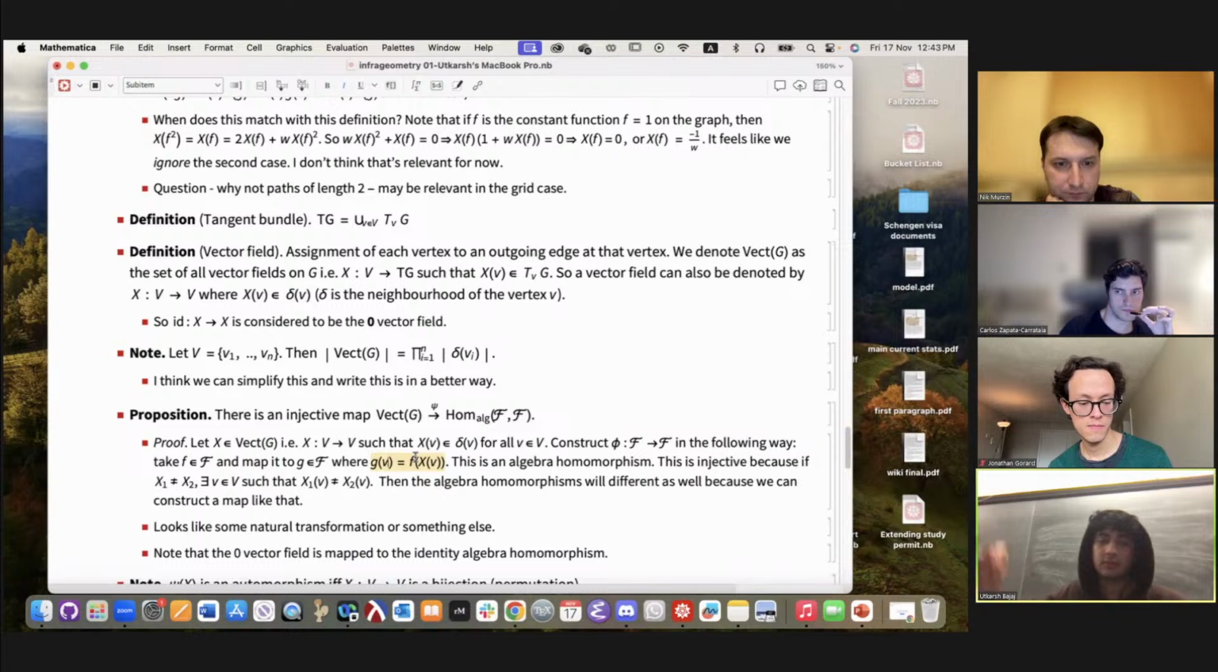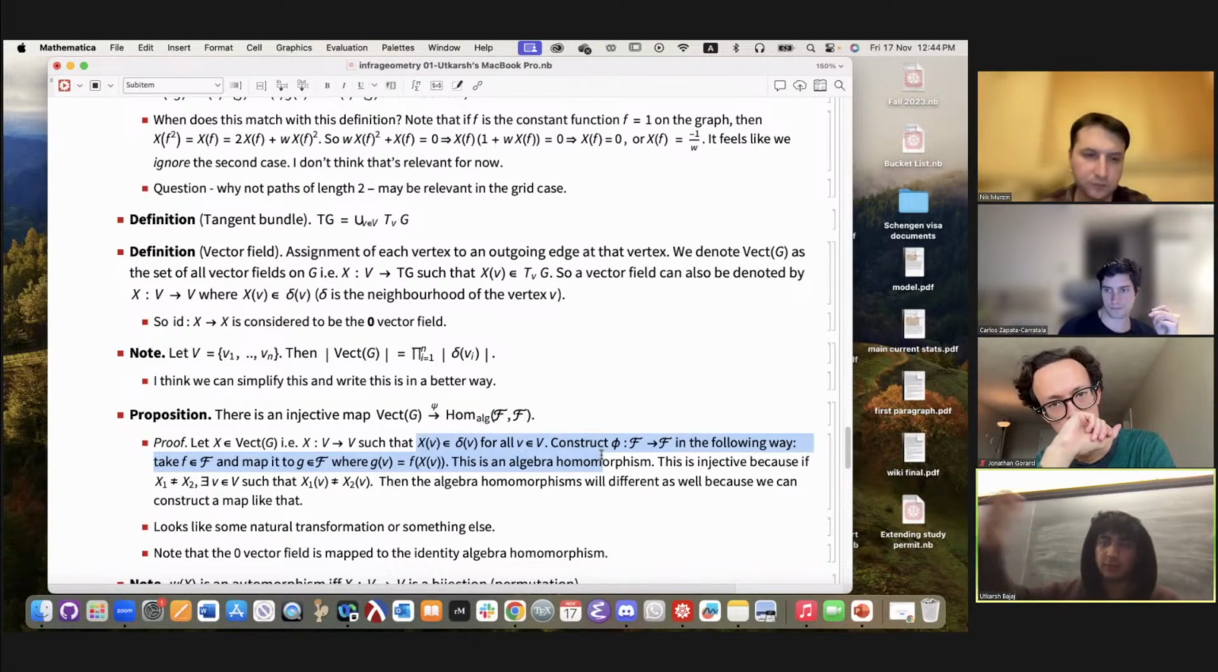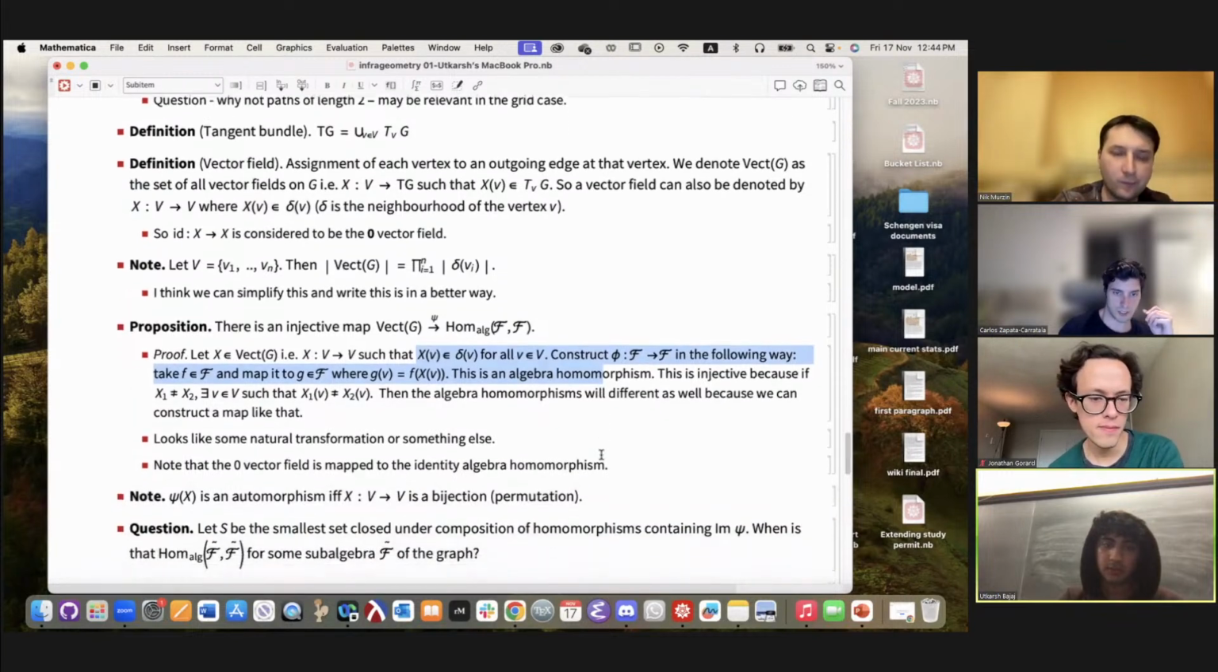Sure. So that's an algebra homomorphism. So this is like an evaluation function. So it's akin to an infinitesimal homomorphism in the smooth case, where I'm just evaluating the function at x plus epsilon.